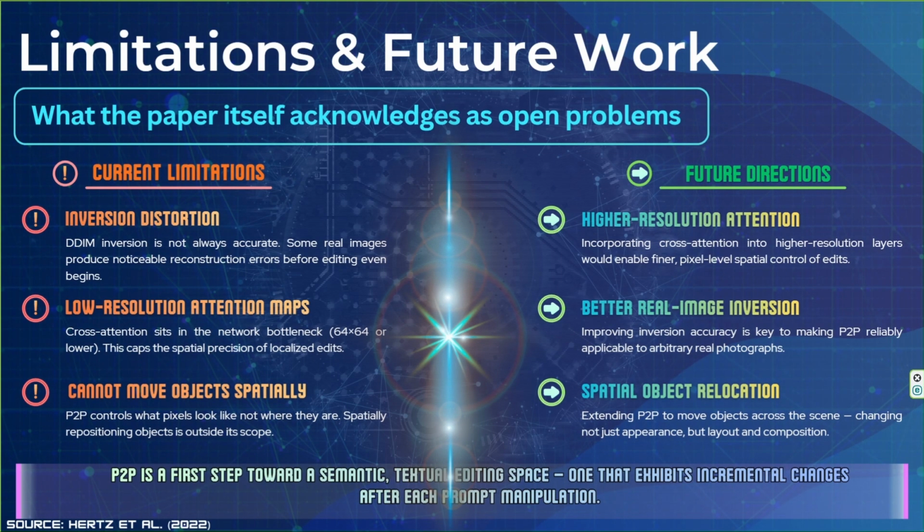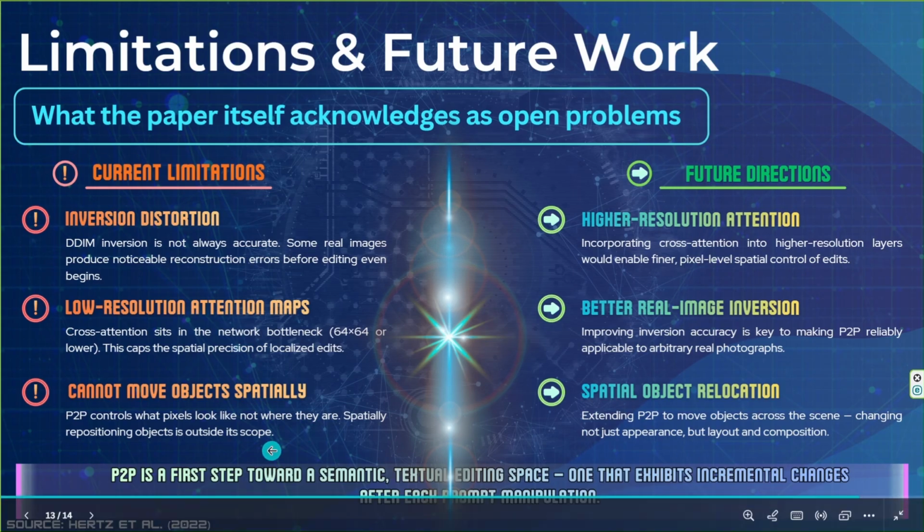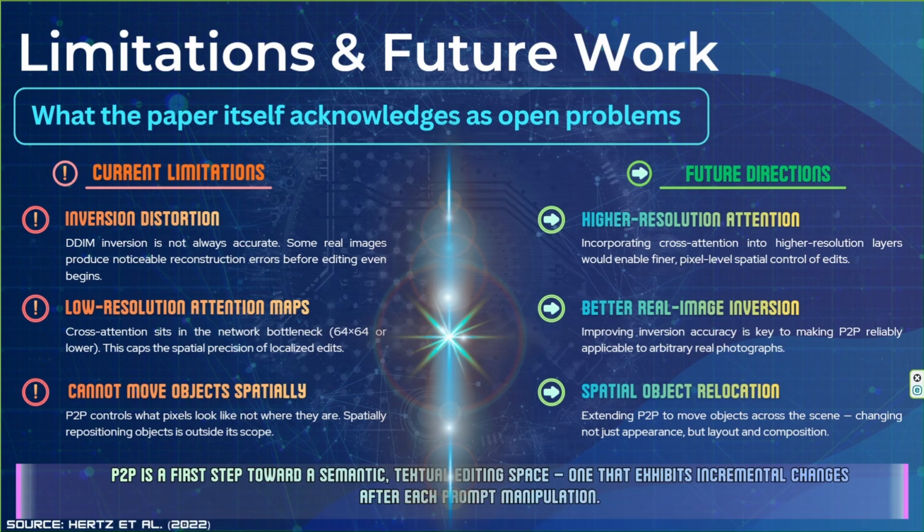The authors are also honest about what doesn't work yet. Real photo reconstruction isn't always accurate. The attention maps are low resolution, so precise local edits are hard, and you can't move objects, only change how they look. But the paper describes itself as a first step toward editing images just by changing words one step at a time, and I think that's a pretty exciting direction.